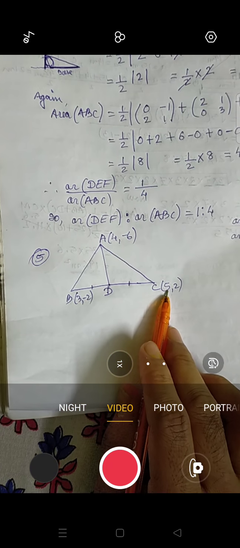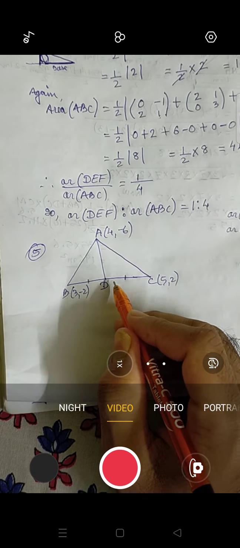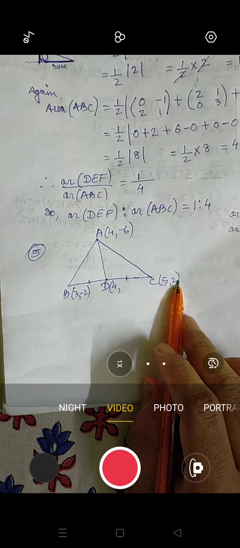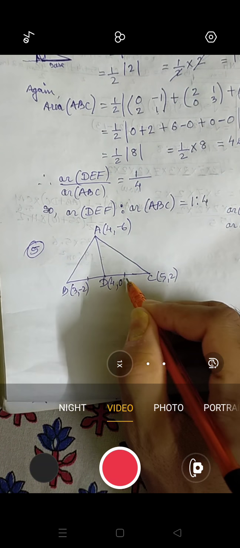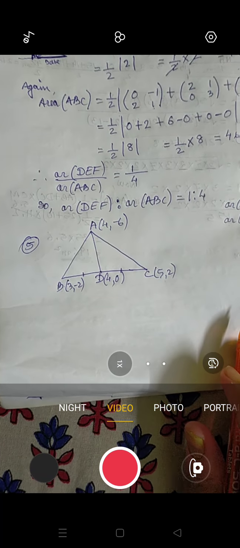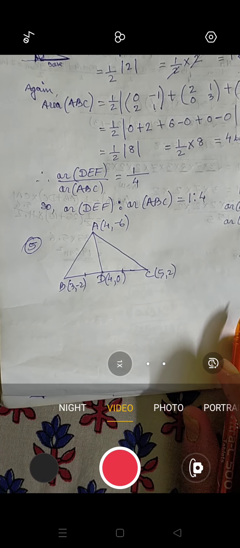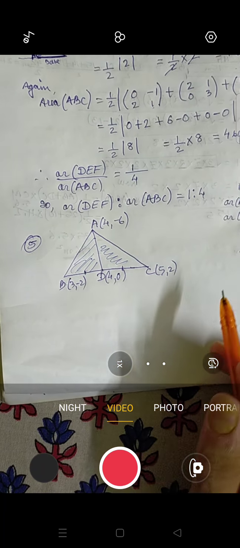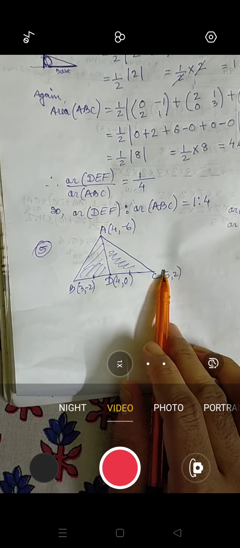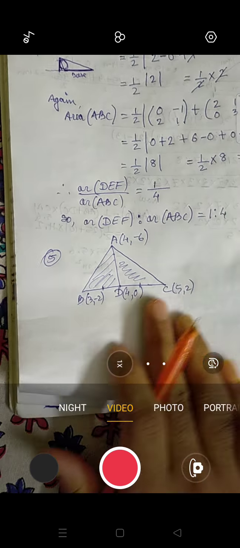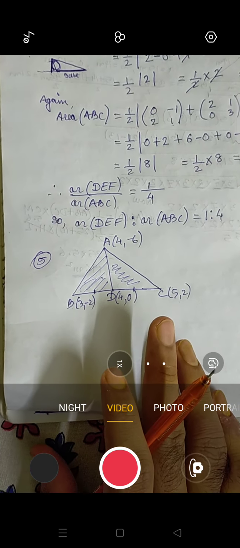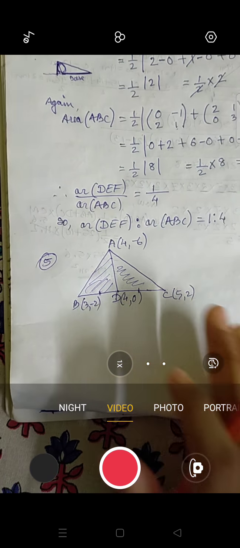So 3 plus 5 is 8, 8 by 2 is 4, comma, minus 2 plus 2 is 0, 0 by 2 is 0. So the coordinate of D is this. Now you have to prove that this area is equal to this area. So we will find the area of this and then the area of this triangle. First of all, you have drawn this diagram, right? If you have not, you can pause the video, draw it, and then play it.